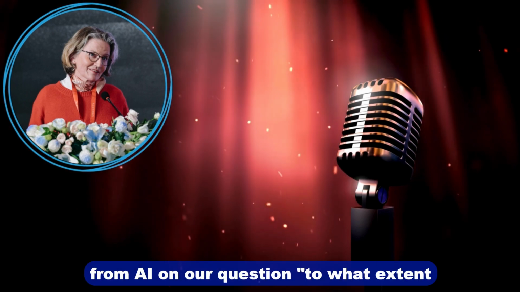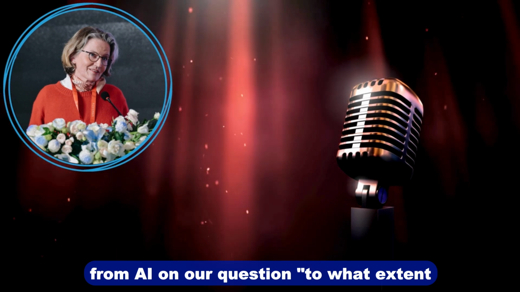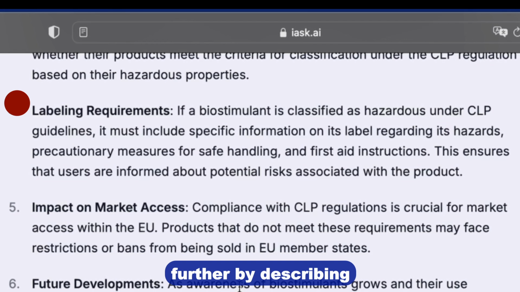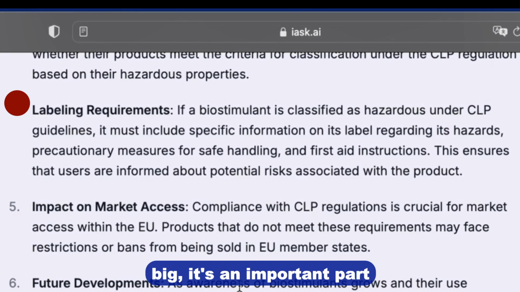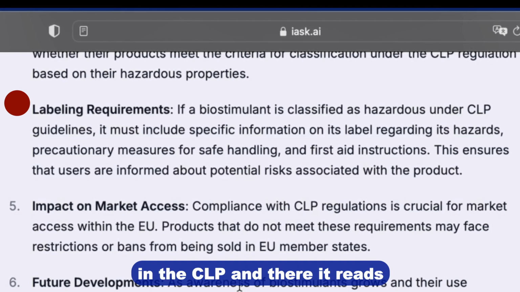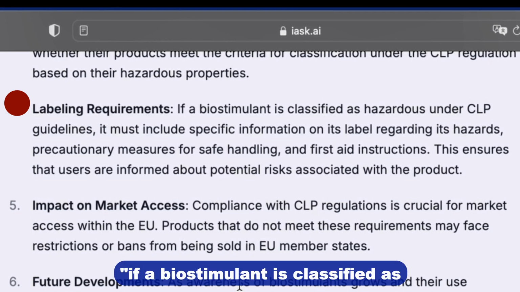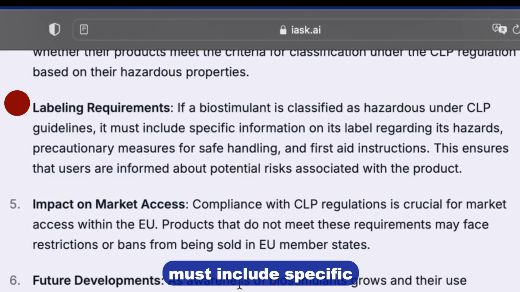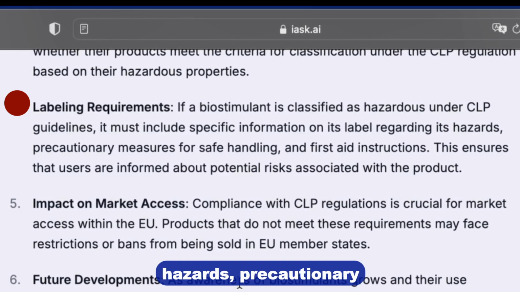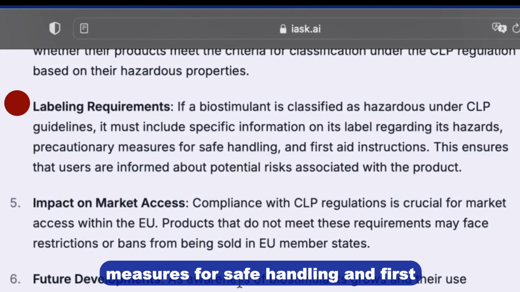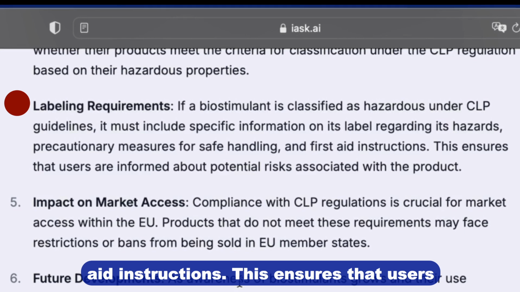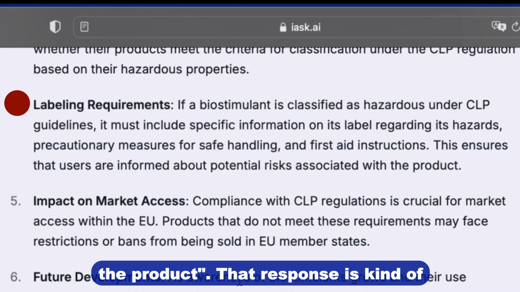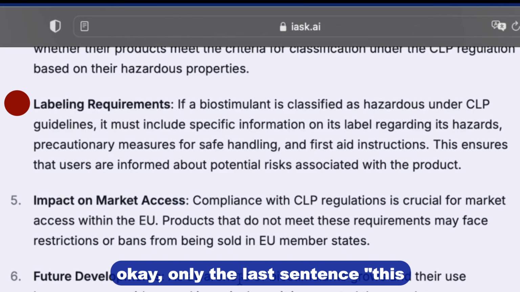The response from AI on our question, to what extent CLP applies to biostimulants, goes further by describing labeling requirements, which is indeed an important part in the CLP. And there it reads, if a biostimulant is classified as hazardous under the CLP guidelines, it must include specific information on its label regarding its hazards, precautionary measures for safe handling, and first aid instructions. This ensures that users are informed about potential risks associated with the product. That response is kind of okay.